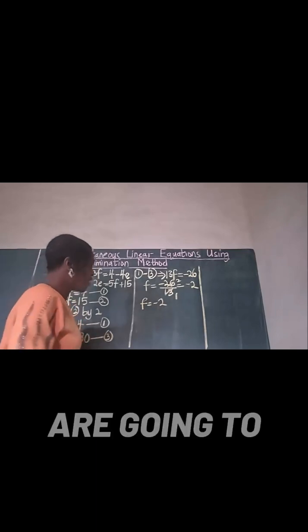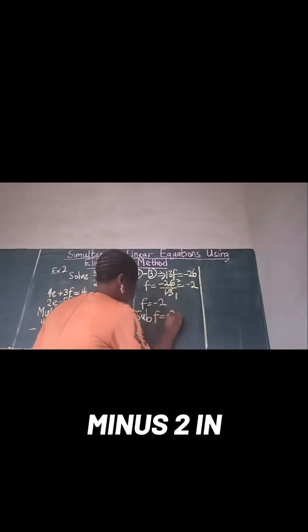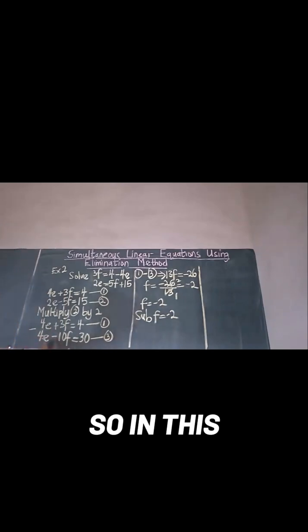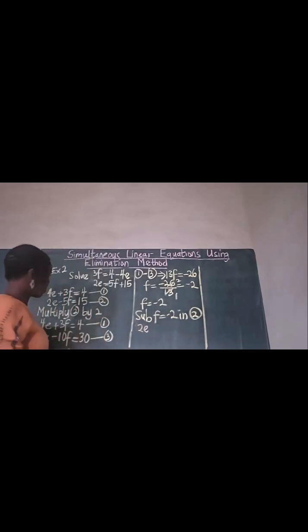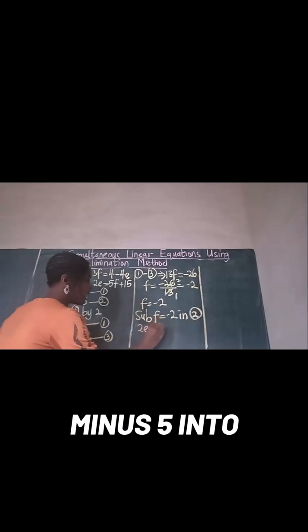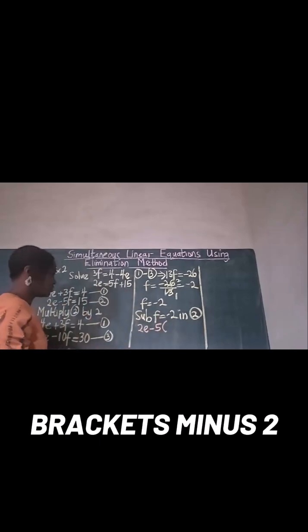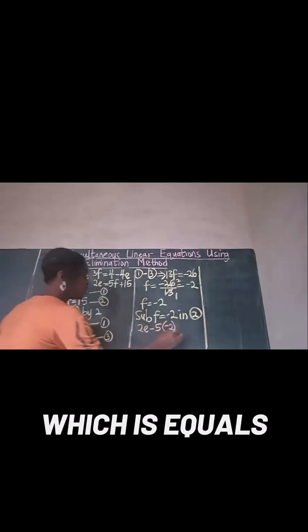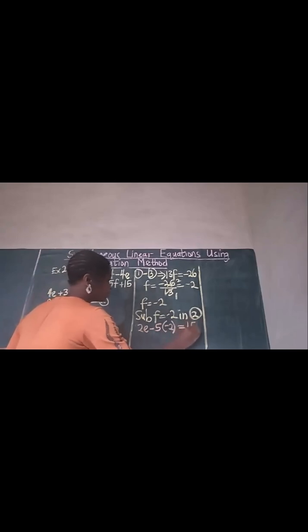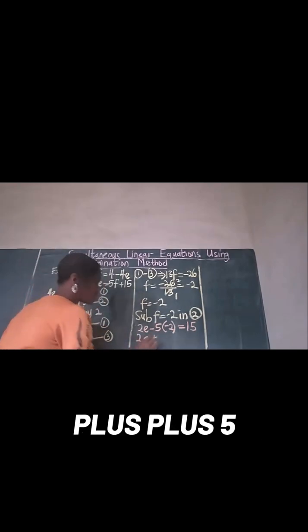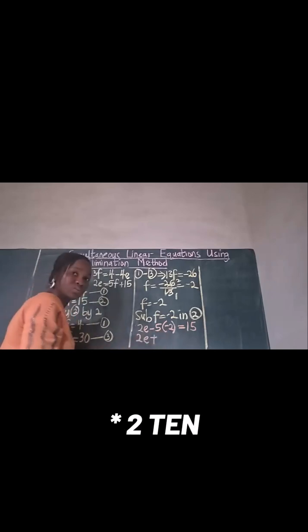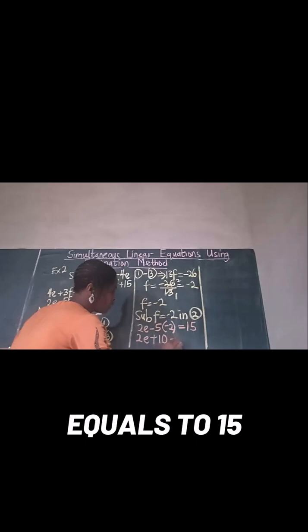From here, we are going to substitute f equals minus 2 in any of these equations. So in this case, let's choose equation 2. So in 2, that's 2e minus 5 into brackets minus 2, which equals 15. 2e, minus times minus is plus, 5 times 2, 10, equals 15.